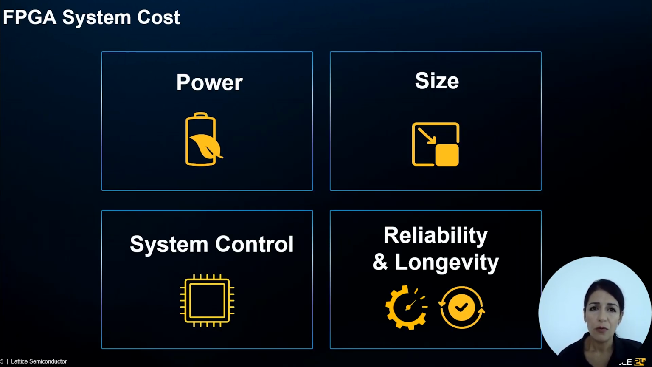So I'll go over four main system cost factors for applications that use FPGAs. There's power consumption, system control, size, and then reliability and longevity. There are several other factors depending on your system, but these are the areas where your FPGA selection is particularly important.